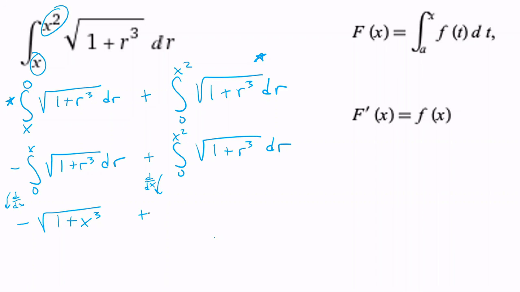Right, but this is the same scenario. Again, we have chain rule. So chain rule says it's the derivative, but plug back in your x squared and then multiply by the derivative of the inside. And there you go.